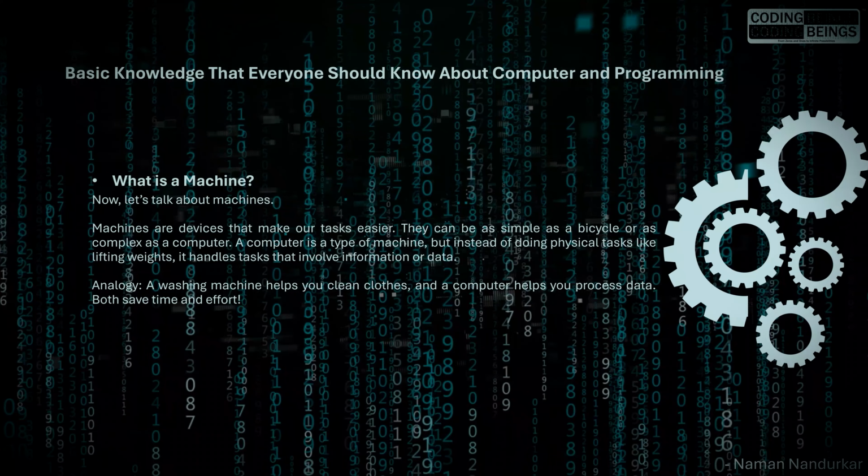A machine is anything that reduces human effort. What is a computer? A computer is an electronic machine that processes data. It takes input, processes that information, and gives you output. Think of it as a smart assistant. It follows instructions, solves problems, and completes tasks for you. Whether it's browsing the internet, creating a document, or playing a video, it's all done with the help of a computer.